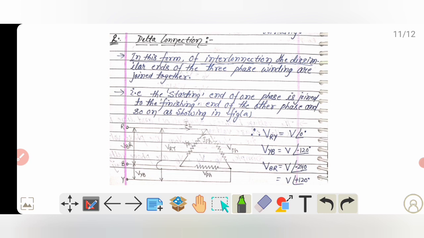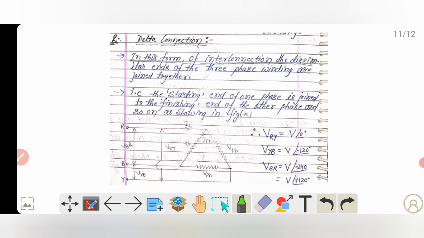As you can see here, this is our R phase, this is our Y phase, and this is our B phase. Similarly, as you can see here, the voltage between R and Y is denoted by VRY, and this is also the line voltage. In the same way, my dear friends, the voltage between phase Y and phase B is denoted by VYB, and this is also known as line voltage. And in the same way, the voltage between phase B and phase R is denoted by VBR, and this is also the line voltage. Now my dear friends, this is basically our representation of the line voltage.